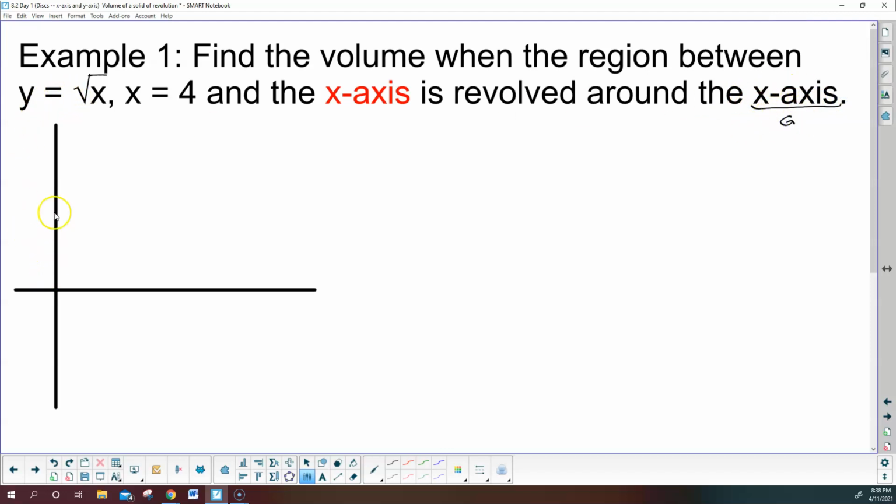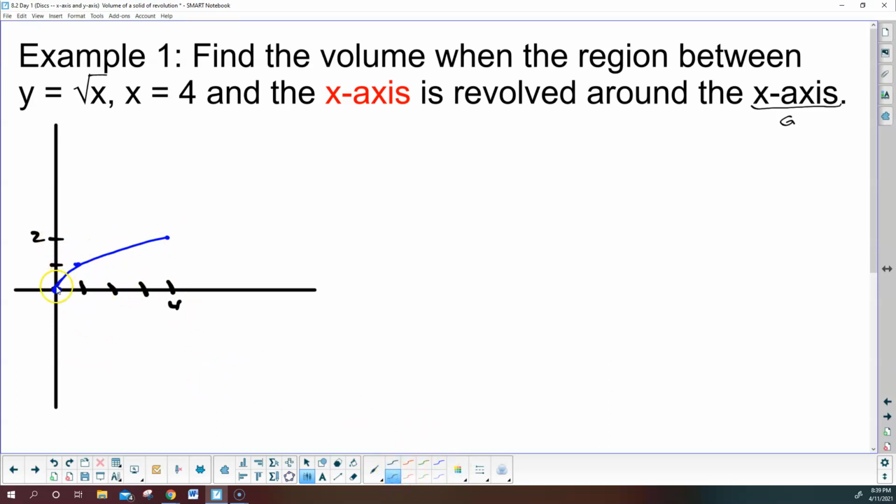But let's graph. So let's think of this. The square root of x. Well, what if x is 0? If x is 0, the square root of 0 is 0. So I'm going to have a point right here. And then what if x is 1? 1, 2, 3, 4. I know for sure I'm going out to x equals 4. And I know the square root of 4 is 2, so the highest I will go is 2. So what if I get over 1? Well, the square root of 1 is 1. The square root of 4 is 2. I'm just going to estimate my curve to look like that. Okay?